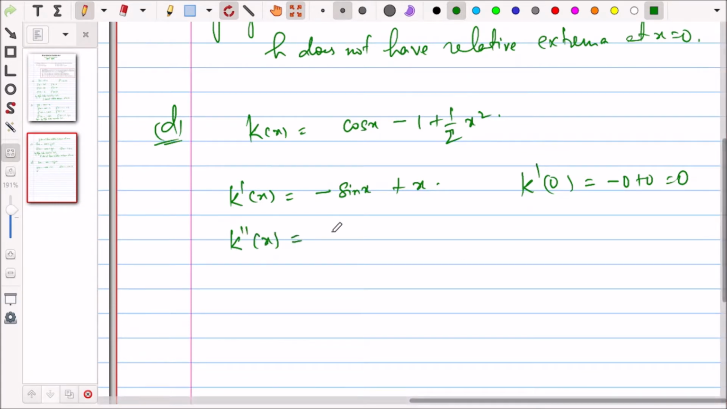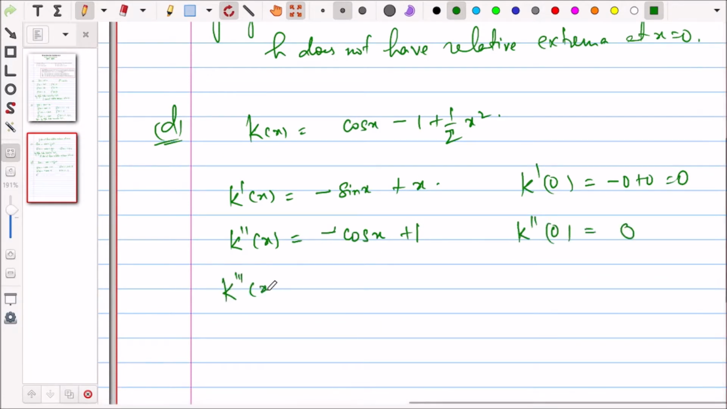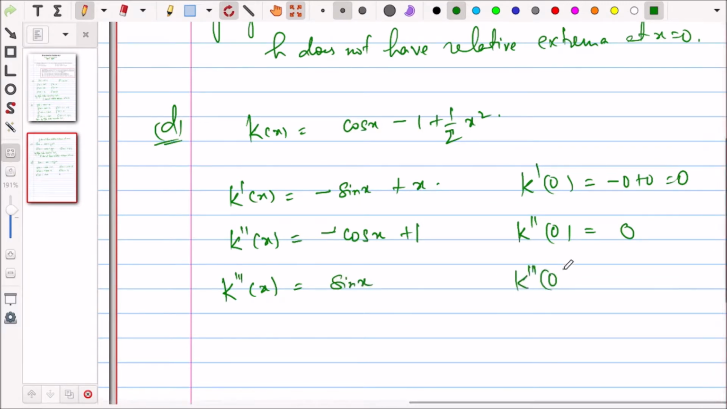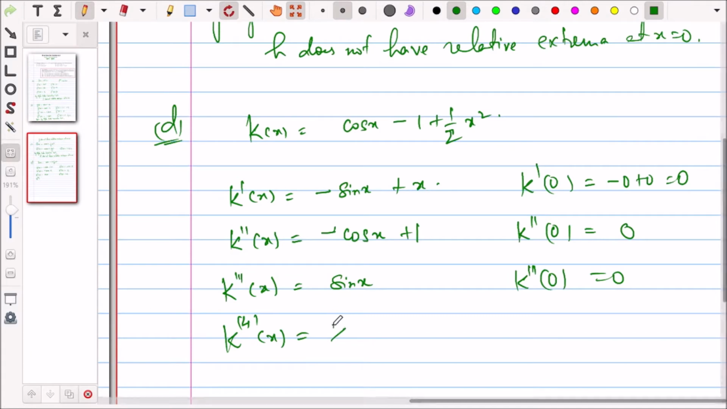It is minus cos x plus 1. So k double dash 0 is again 0, so we will find the third derivative, which is sin x. So k triple dash 0 is 0, so we'll find the fourth derivative. The fourth derivative is cos x.